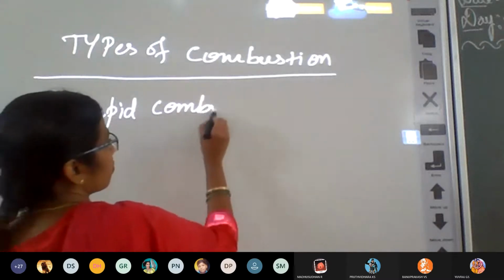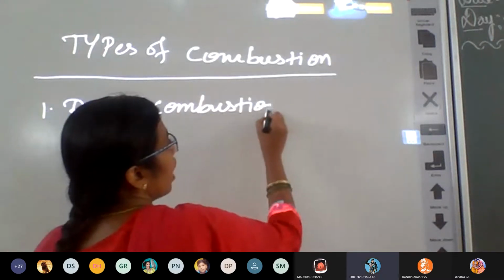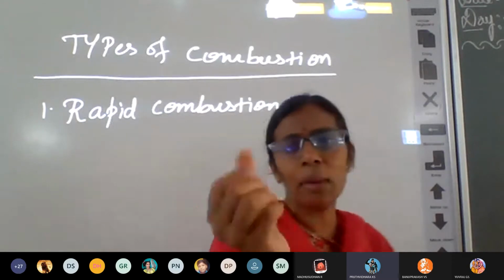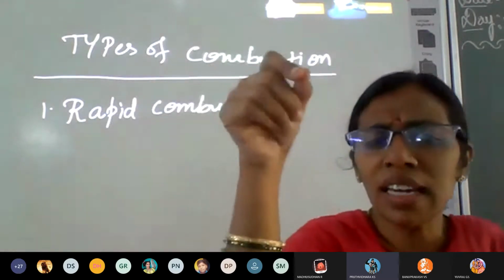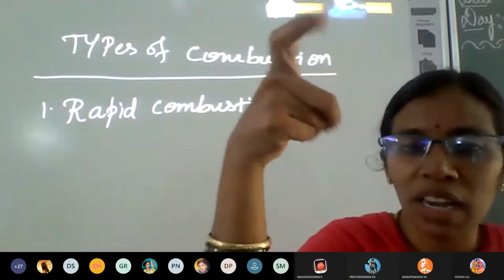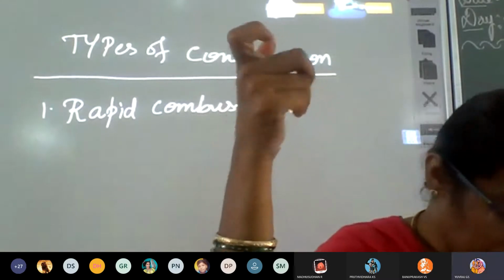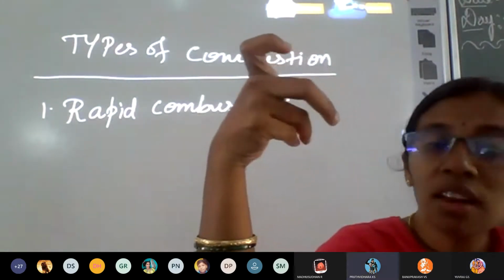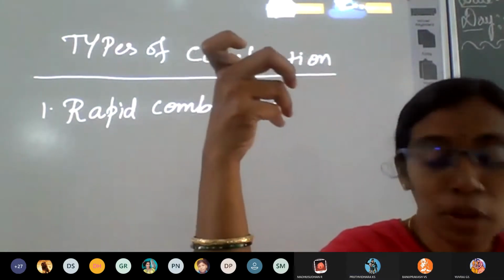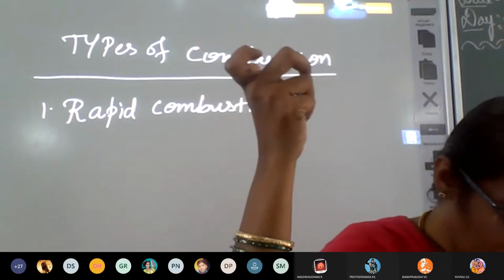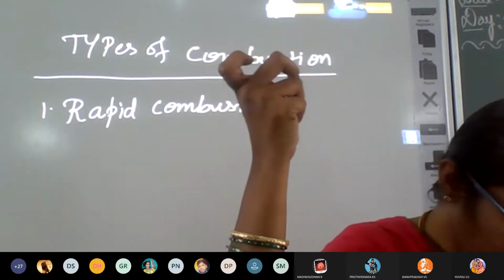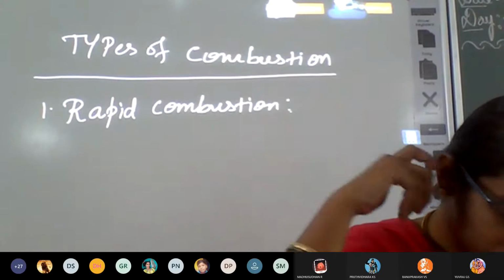Rapid combustion is when you increase the heat a little bit, that is, you give the ignition temperature by lighting the lighter, right? Gas burns rapidly, fast, and produces heat and light. Such things are called rapid combustion.